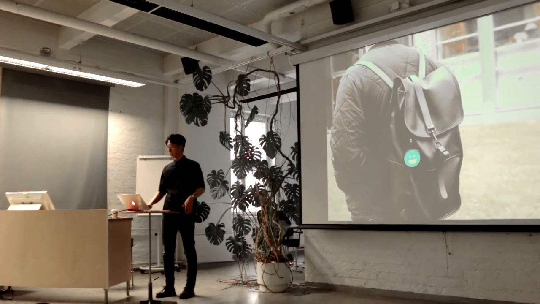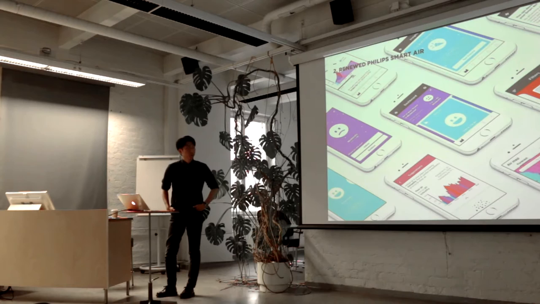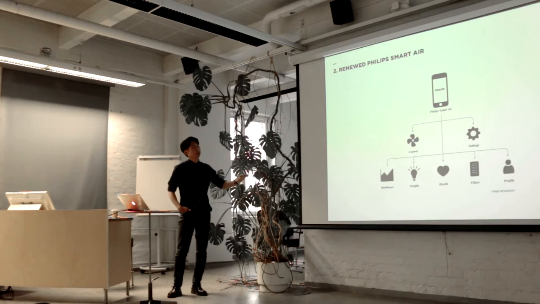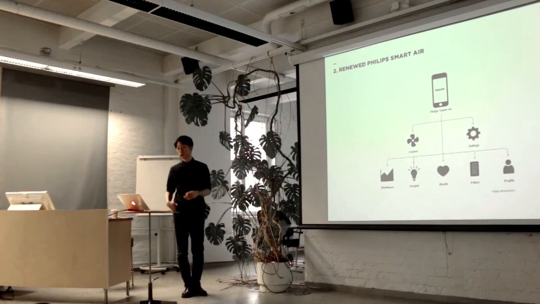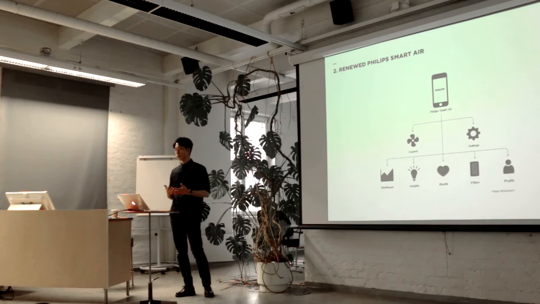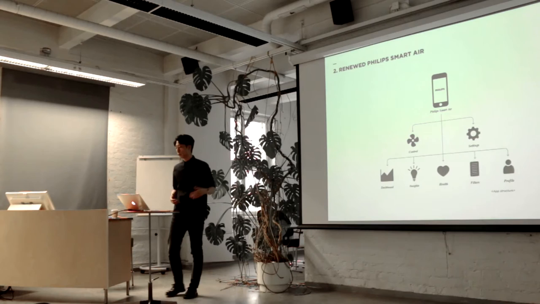And then let's see the UI design. So basically the main menus consist of the dashboard, which represents all the data visualizations about the air quality, and the insights. So people can get personalized insights, and the health information is also personalized so that people can get what is the important health issue for me. And the filters represent the current status of the filter of the Philips smart amplifier. And then you can update your profile and see the registered information. And there's also a control panel and the settings.